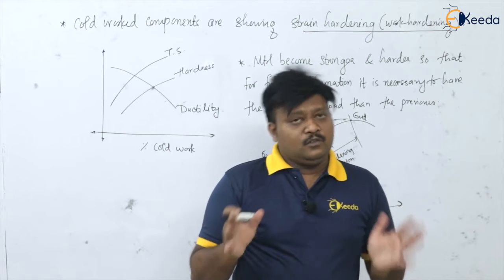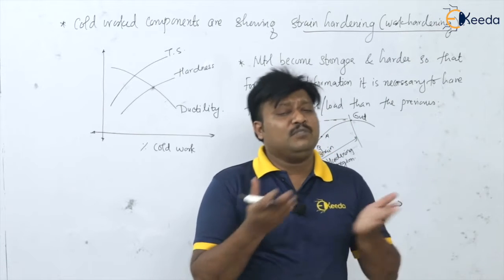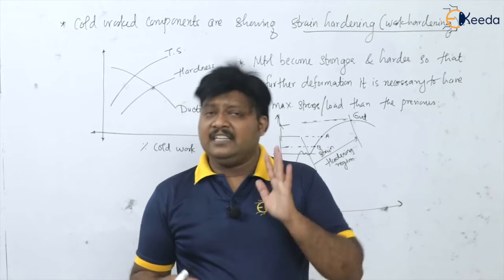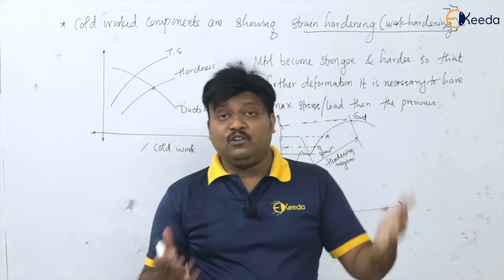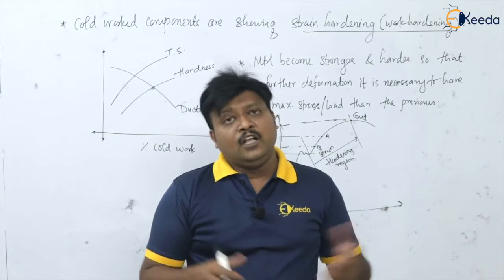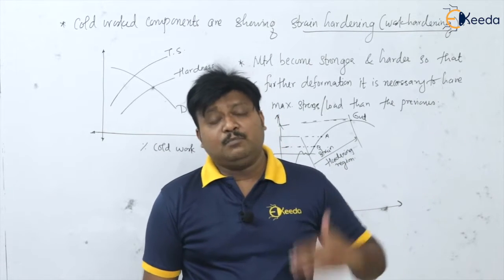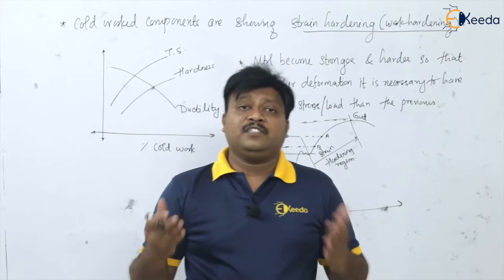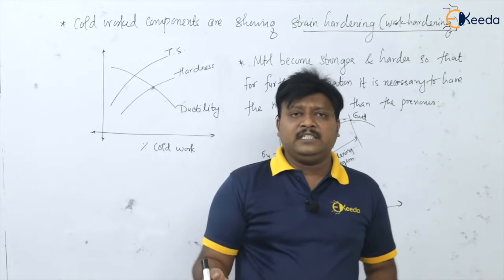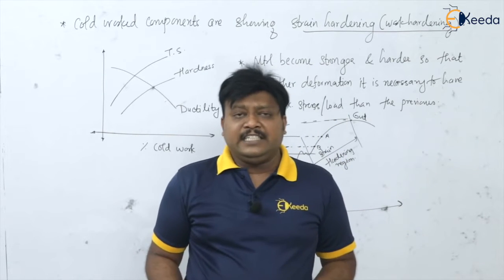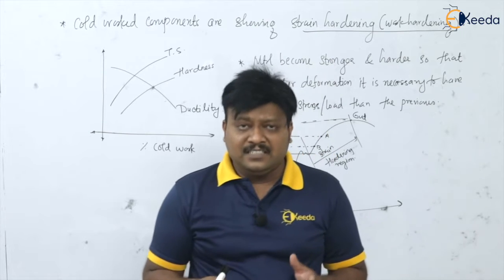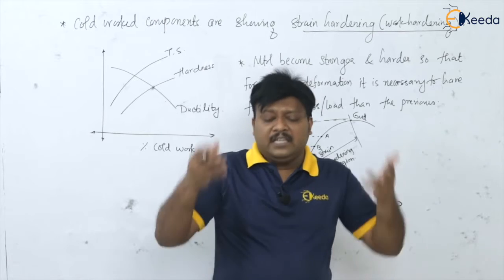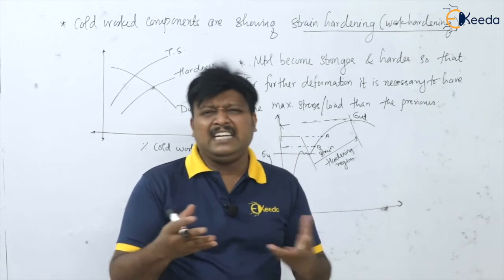Now see, one thing is very much clear that because of this cold working, there is a strain hardening phenomenon, because we are just working on the material below its recrystallization temperature. So the material becomes harder and stronger, so that for further deformation we need an extra maximum amount of stress than the previous one. Because we are working below the RCT, definitely the grains are going to distort. Microstructure, when we see for the cold work component, it will show distorted grains, bent grains.